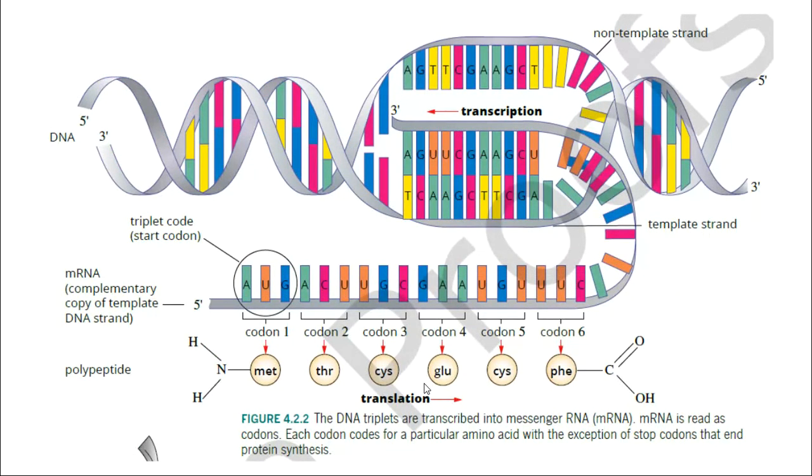Here we have another diagram of how this process is working, and we see that the mRNA is a complementary copy of the template DNA strand, and the triplet codon does in fact tell us which polypeptide we are producing.